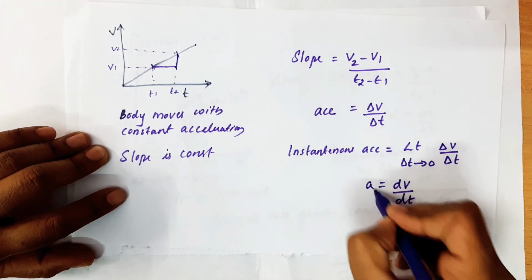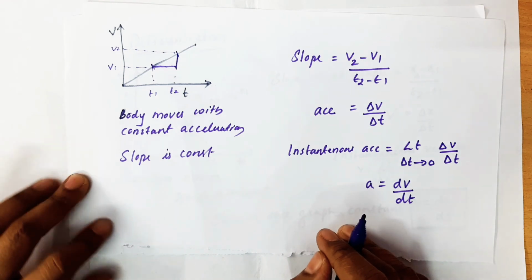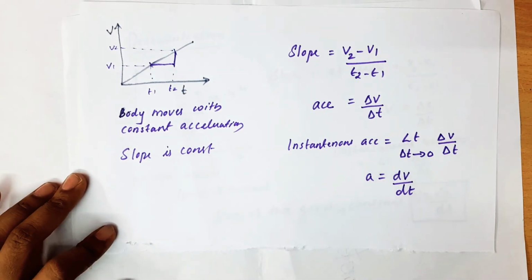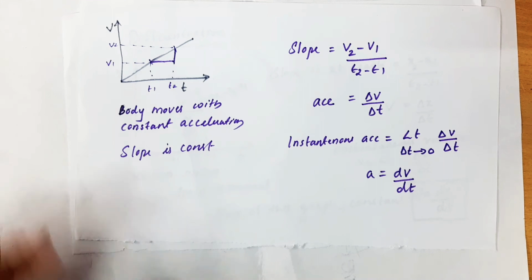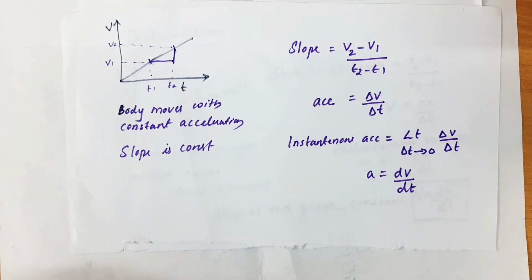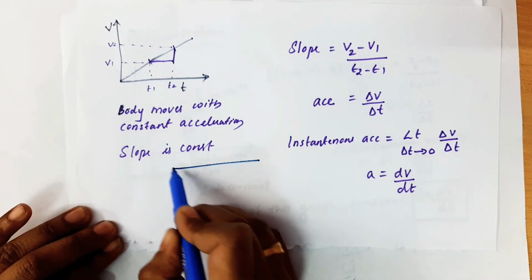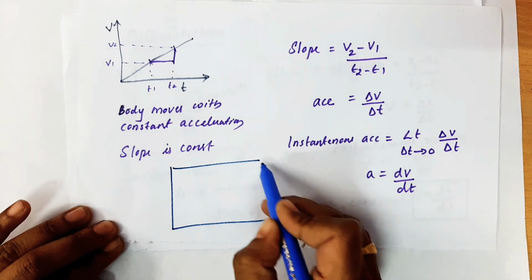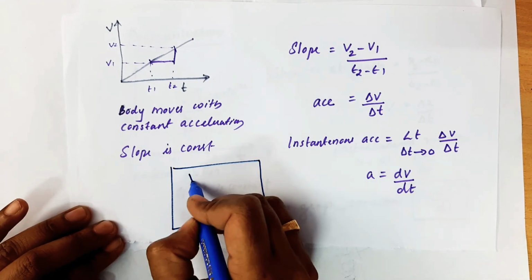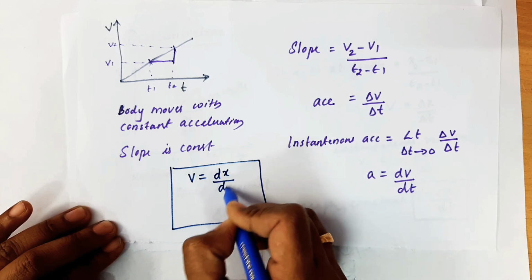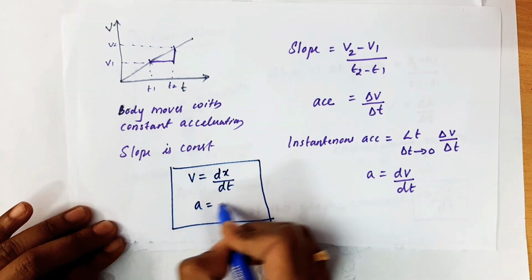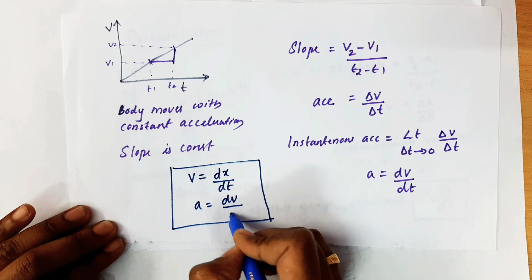So in physics, we need these two relations. Very, very important. So nothing is there to worry about in these equations; this is only two representations. So I'm just putting these 2 equations in a box. What are the two equations? One is v is equal to dx by dt, and a is equal to dv by dt.